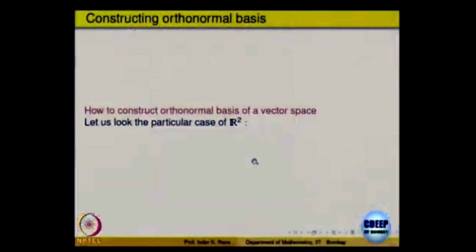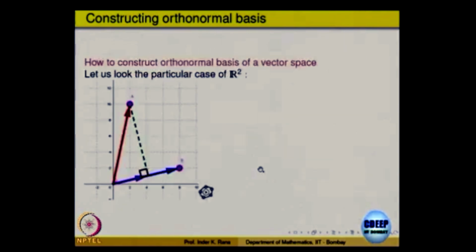Whenever you are given a vector space, I would like to construct out of it an orthonormal basis, because of this advantage. So the question is how to do that. And the process is very simple, it is very geometric. Let us look at this.